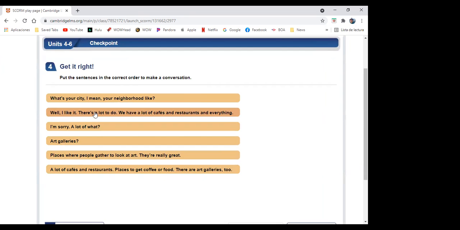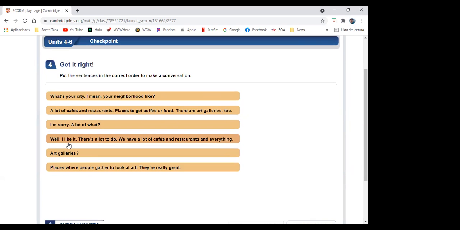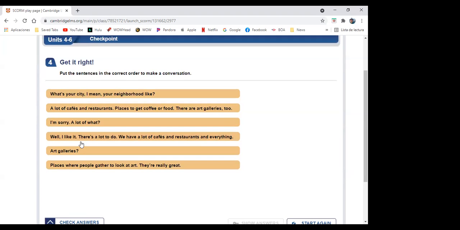This one? Well, I like it. No. The last one, a lot of coffees and restaurants. Yeah, remember we are asking for a description. Then it would be, I'm sorry, a lot of what? A lot of what? Well, I like it. There is a lot to do. We have a lot of cafes and restaurants and everything. This one, I'm sorry, a lot of what?